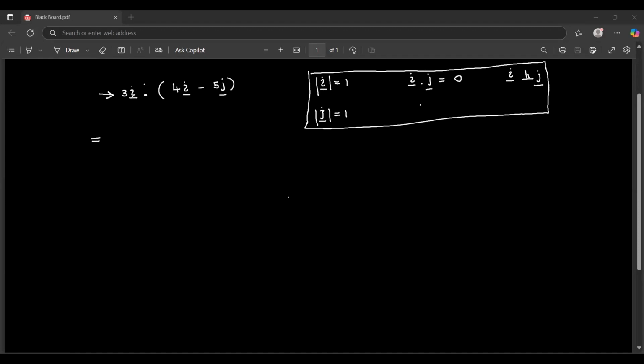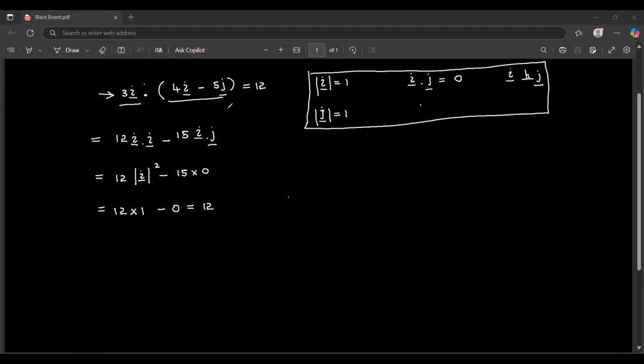So this will be equal to 3i into 4i, which gives me 12 i into i, minus 3 into 5, which is 15 i into j. So i into i, we know, is i squared, minus 15 i into j. Since we know i into j is equal to 0, I can safely say that is equal to 15 into 0. So this will be equal to 12 into 1 minus 0, which is equal to 12. So this is the value of the scalar product of these two vectors.